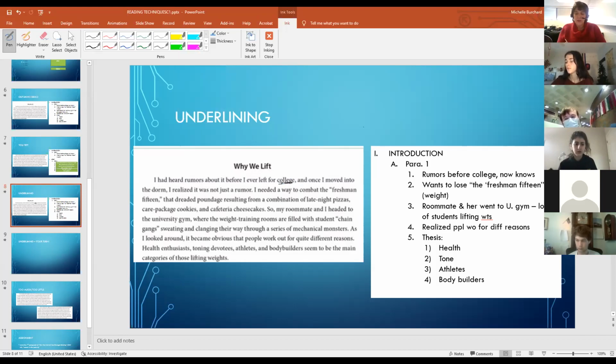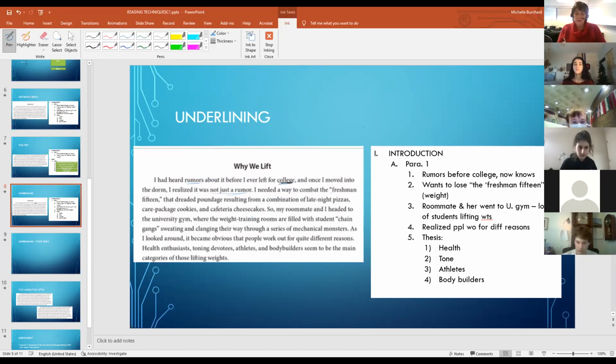Okay, so college. But if you picked up something about rumors, or not just a rumor, that's okay. I didn't really, because it didn't tell me anything about the rumor, I didn't think it was worthwhile. So I just picked up the fact she was in college. That seemed important. Next sentence is, I needed a way to combat the freshman 15, that dreaded poundage.